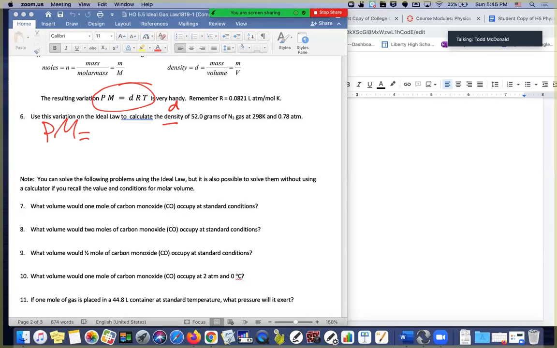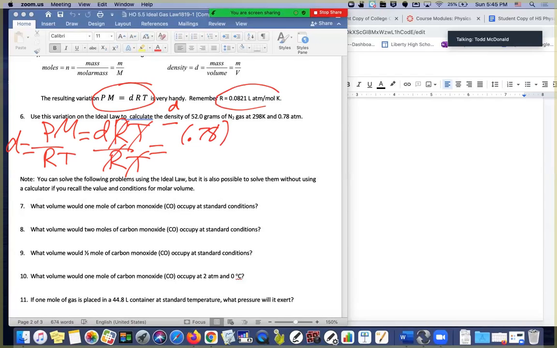I'm just going to cut to the chase here. PM equals DRT. We're going to get D by itself, so we're going to divide both sides by RT. And that's what density is equal to. So D is equal to PM over RT. I take my pressure. I do have to be in atmospheres because the R value that I'm using is 0.0821 liter atmospheres over mole Kelvin. My molar mass for nitrogen is 28.02 grams per mole. That's just something I can use my periodic table to figure out.